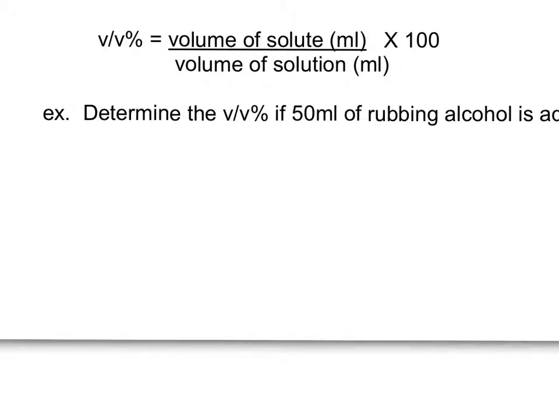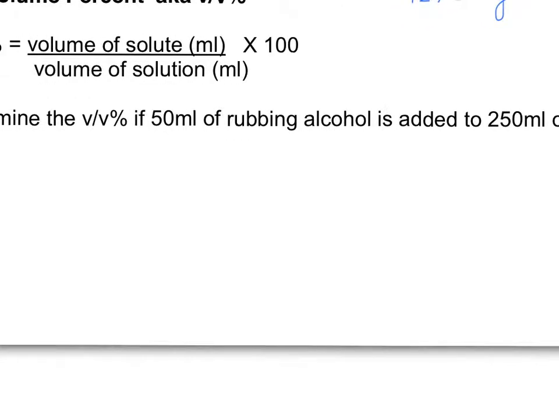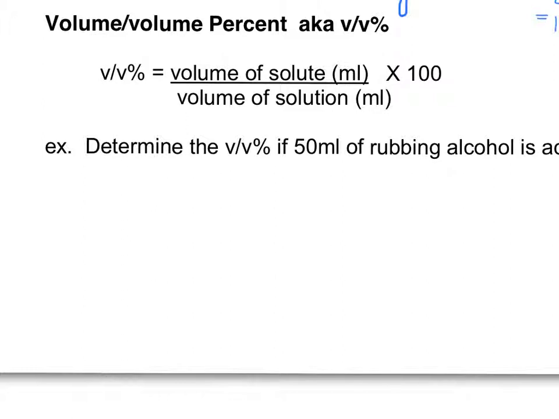Okay, well, what's what here? That's the tricky part. Now we're into volumes. We've got 50 mils of rubbing alcohol added to 250 milliliters of water. In order to do this question, I need the volume of the solute divided by the volume of the solution. Solution is made up of the solute plus the solvent. Which one's which?